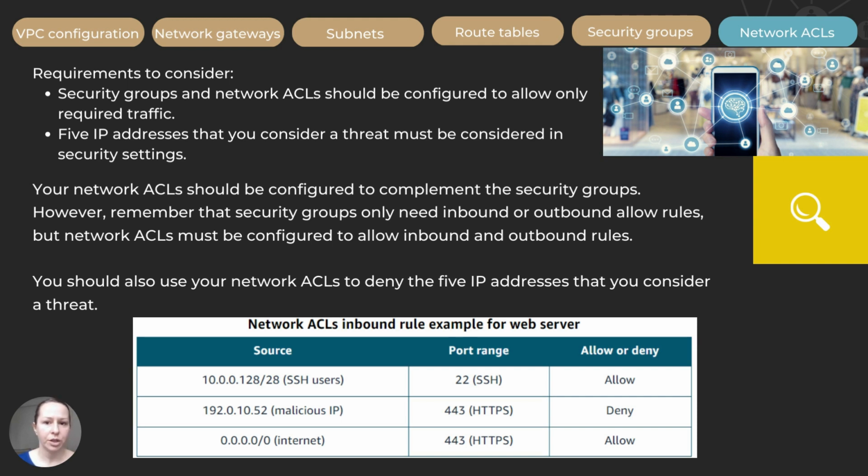The next configuration will be network ACLs. Requirements to consider: security groups and network ACLs should be configured to allow only required traffic. 5 IP addresses that you consider a threat must be considered in security settings. Your network ACL should be configured to complement the security groups. However, remember that security groups only need inbound or outbound allow rules, but network ACLs must be configured to allow inbound and outbound rules. You should also use network ACLs to deny the 5 IP addresses that you consider a threat.